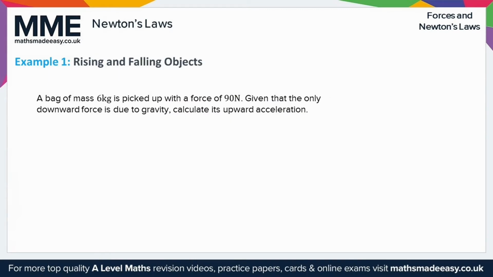So we've got a bag of mass 6 kilograms is picked up with a force of 90 newtons. Given that the only downward force is due to gravity, calculate its upward acceleration. A good thing to do to start this question would be to draw a little model. So there's our bag. We've got a mass of 6 kilograms.